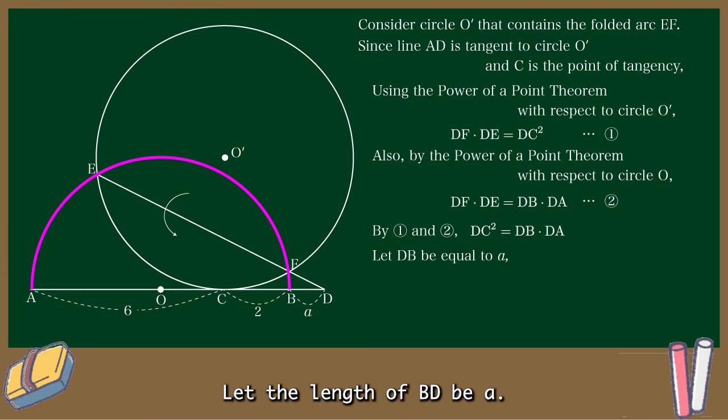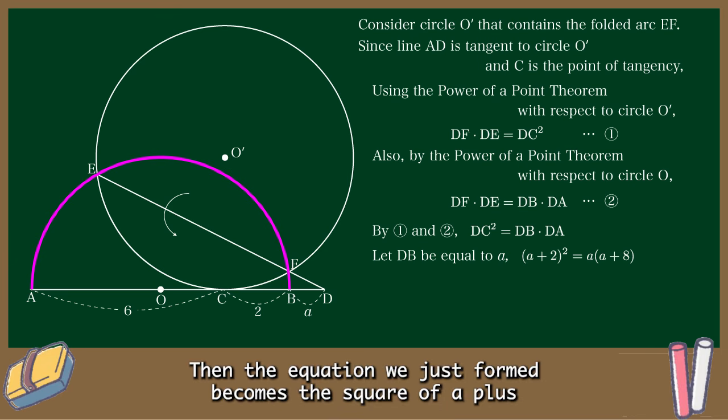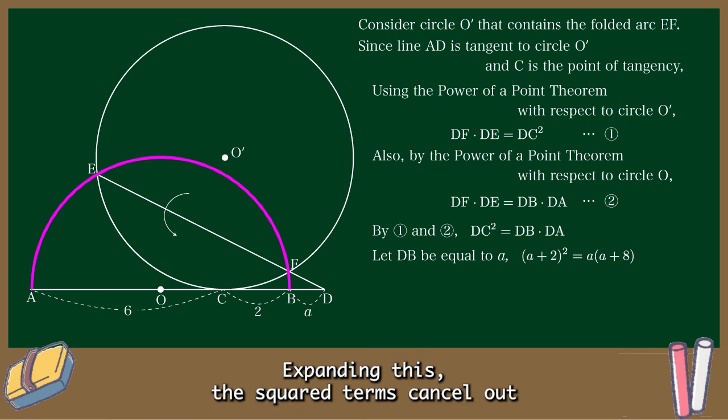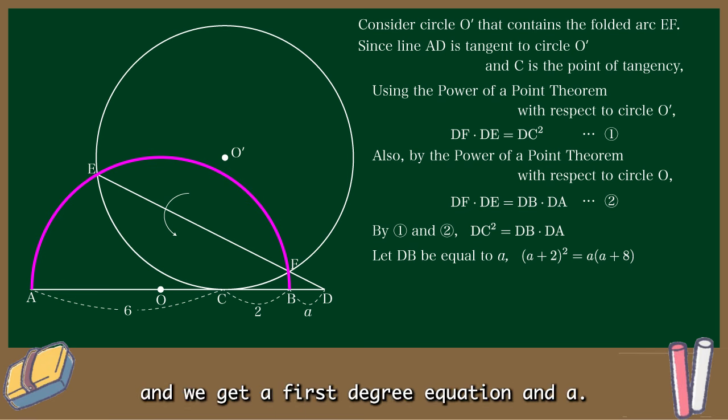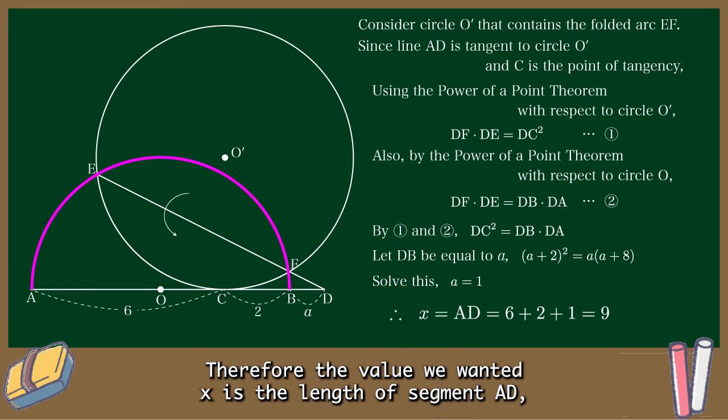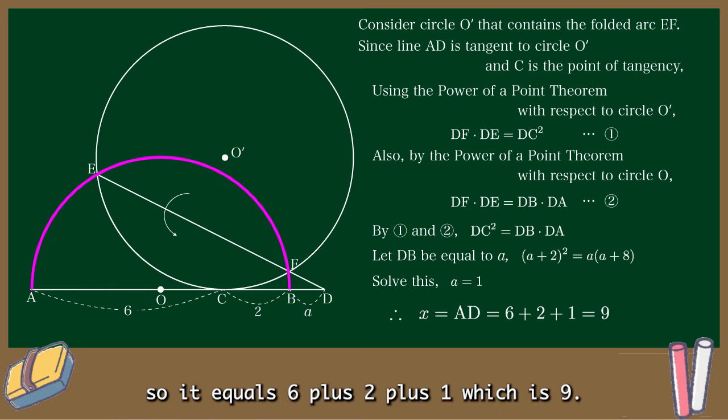Let the length of BD be a. Then the equation we just formed becomes the square of a plus 2 equals a times a plus 8. Expanding this, the squared terms cancel out and we get a first-degree equation in a. Solving this gives a equals 1. Therefore, the value we wanted, x, is the length of segment AD, so it equals 6 plus 2 plus 1, which is 9.